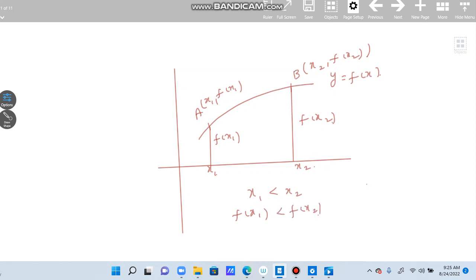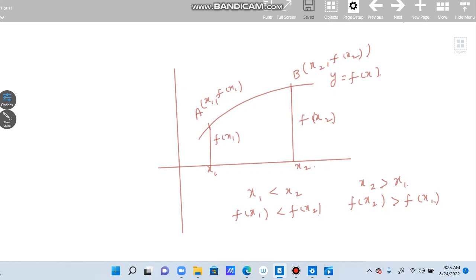Other way around, let me choose it as x2 is greater than x1. What can you say about f of x2 and f of x1? Is it not very clear that f of x2 is greater than f of x1? Even if we choose some other point in between here or here, comparing the x coordinates, if we get that one is less than the other, for an increasing function, we will see that the y coordinates will also follow the same pattern. That is, the inequality will be maintained in case of an increasing function.